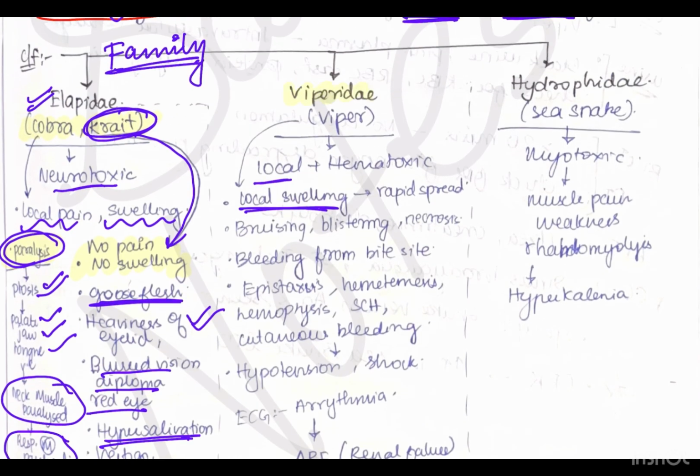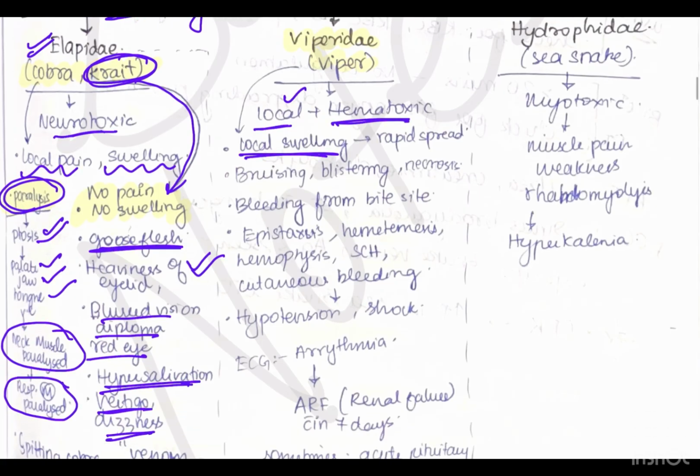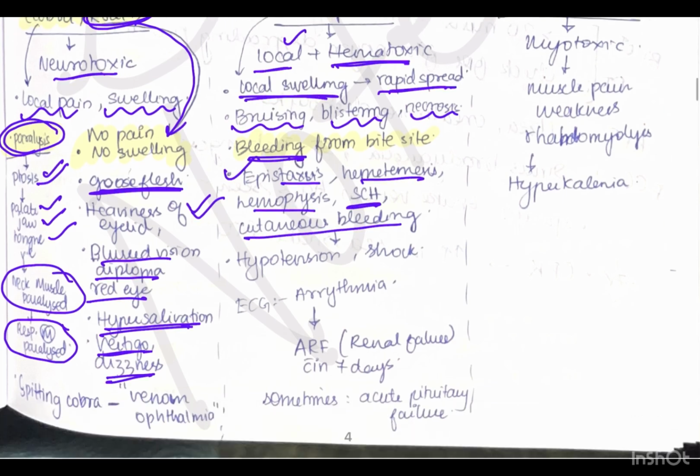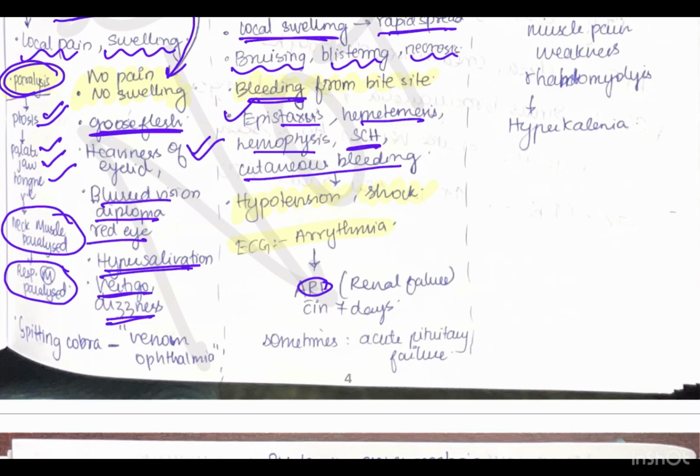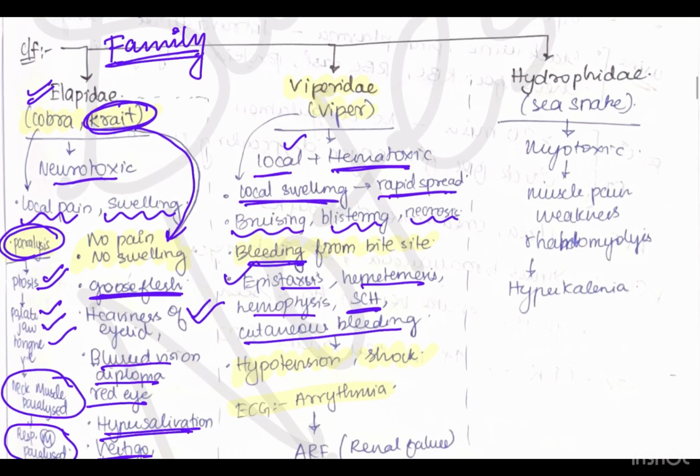Next, we'll look at viper. Viper causes local and hematotoxic effects. Local swelling will rapidly spread. It will cause bruise, blistering, and necrosis, and there will be bleeding from the bite site. It can cause epistaxis, hematemesis, hemoptysis, subconjunctival hemorrhage, and cutaneous bleeding. Slowly it would lead to hypotension and shock. In ECG, we can see arrhythmias that would lead to acute renal failure within 7 days. Sometimes it can also lead to acute pituitary failure and cause death.